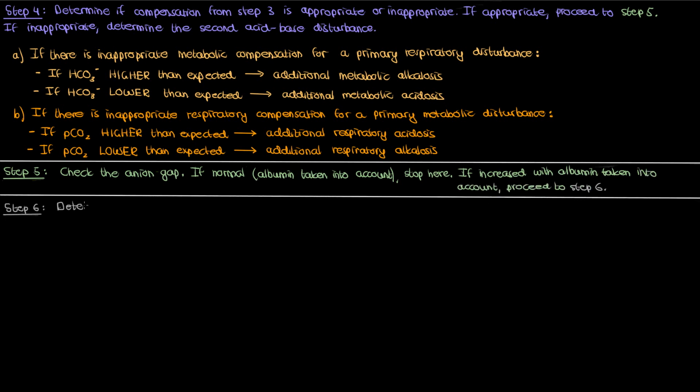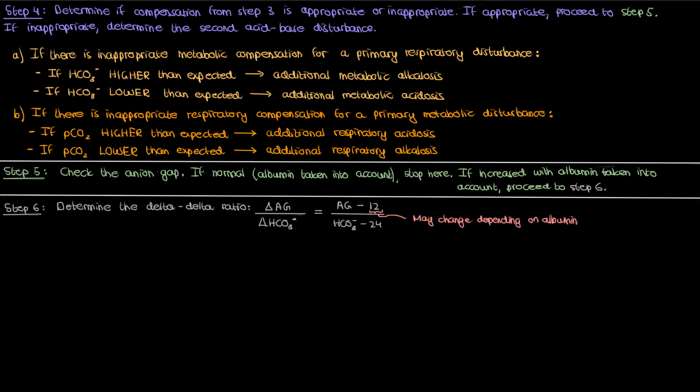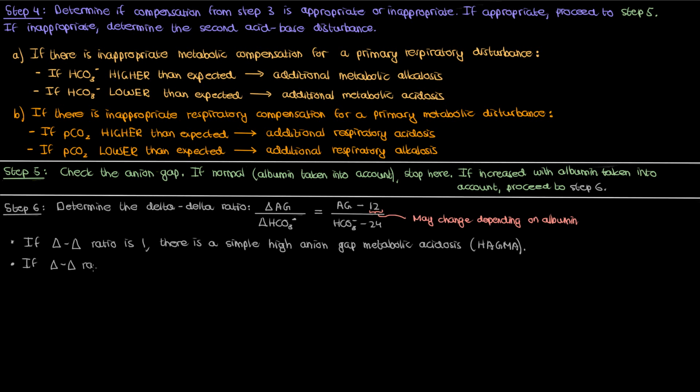And step 6 is to determine the delta-delta ratio. The delta-delta ratio really just means the ratio between the change in the anion gap from a standard of 12, or whatever the anion gap should be depending on your albumin, to the change in bicarb from the standard of 24. Ideally, if you just have an elevated anion gap metabolic acidosis, the change in anion gap should exactly equal the change in bicarb. So if the ratio is 1, then you've just got a simple HAGMA, a high anion gap metabolic acidosis.